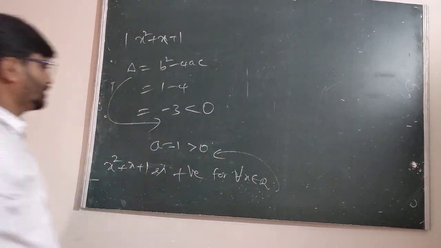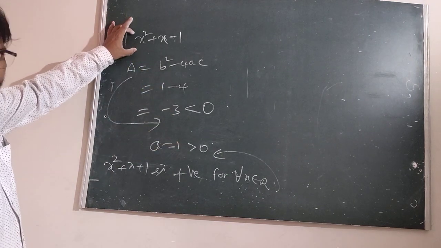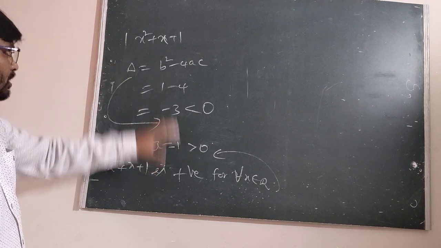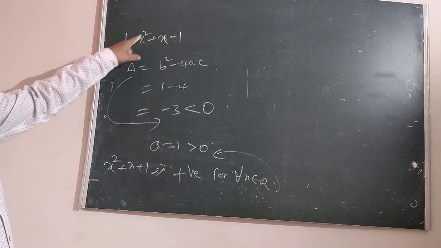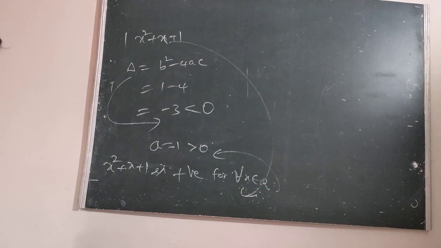Why? Because when the discriminant is less than 0, the sign of the expression depends on the coefficient of x square. A is positive, so the expression is positive for any real number. If you take any real value for x, it is always positive for x belongs to R.